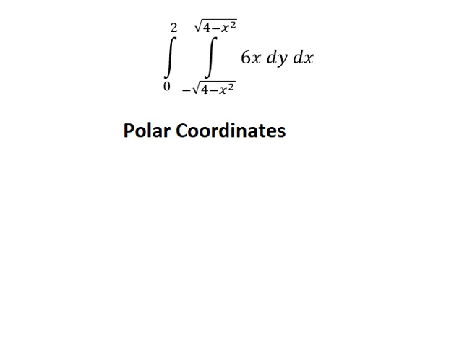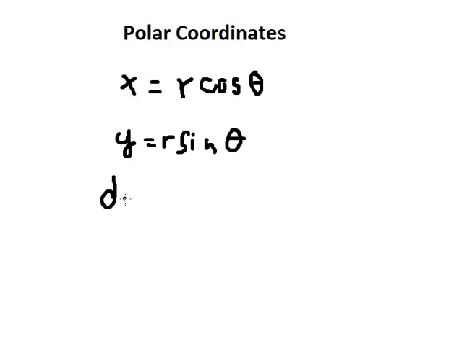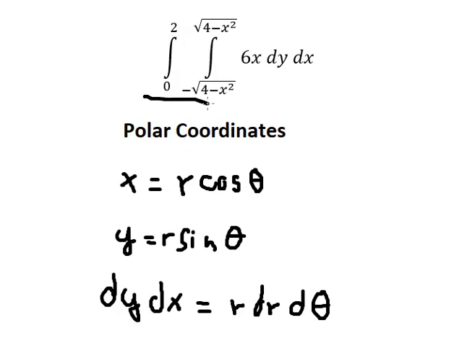So I will put x equals r cosine theta, y equals r sine theta. dy dx, we need to change to r dr d theta. And now we need to consider the bounds.